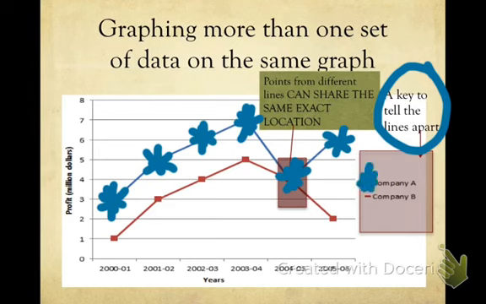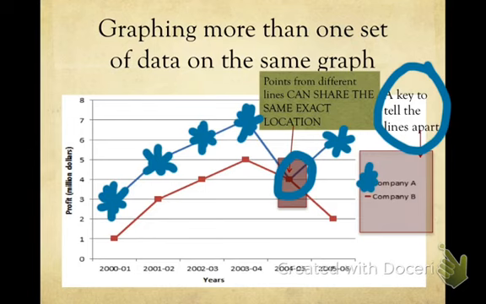And the other thing that I wanted to show you that was really important is that points from different lines, so our company A and our company B, are sharing this exact same spot. So in 2004, 2005, company A and company B both had a $4 million profit. Okay, there is only one place on this entire graph that is for 2004, 2005 and a $4 million profit. It's right there. So you can see both lines going to it. However, there's only one spot. We don't put it next to it. We don't put it above it. We don't put it below it. They share the exact same spot.